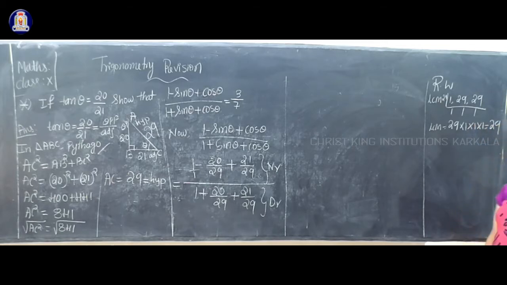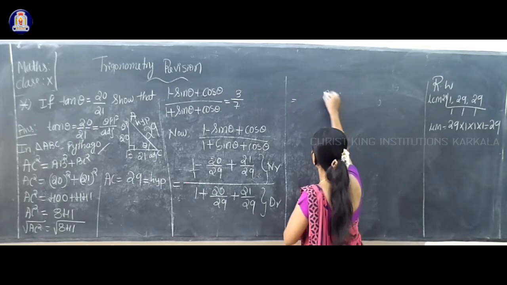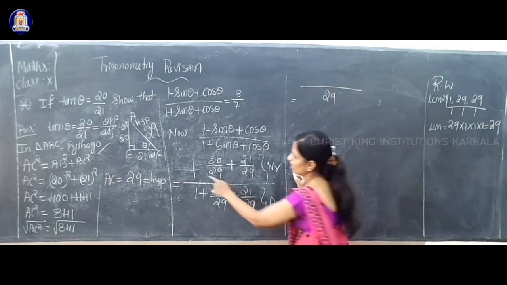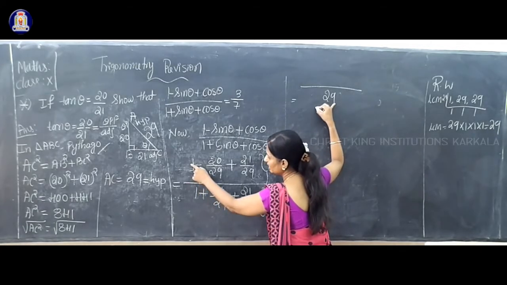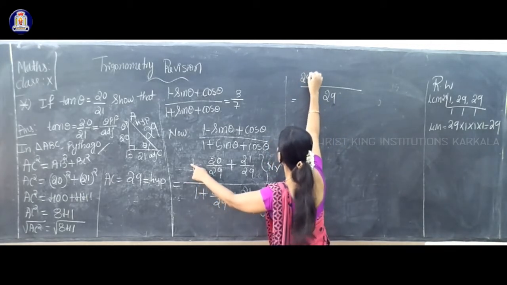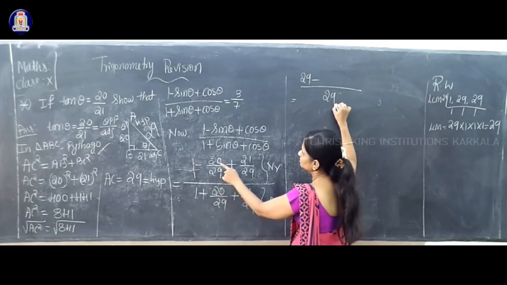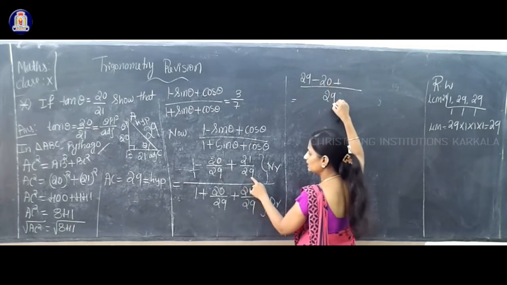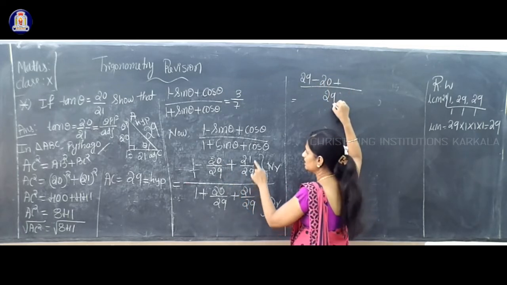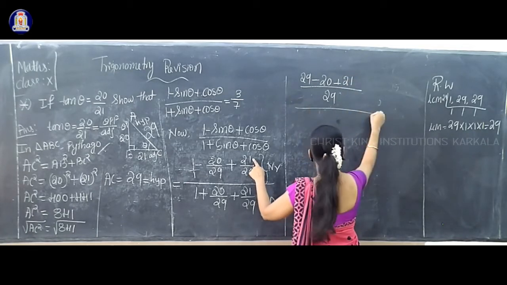That is equal to 29. So numerator LCM is 29. Right? So now 1, how much is 29? 29 into 1 is 29, minus 20, plus 21. So it is 29 minus 20 plus 21, whole divided by 29.